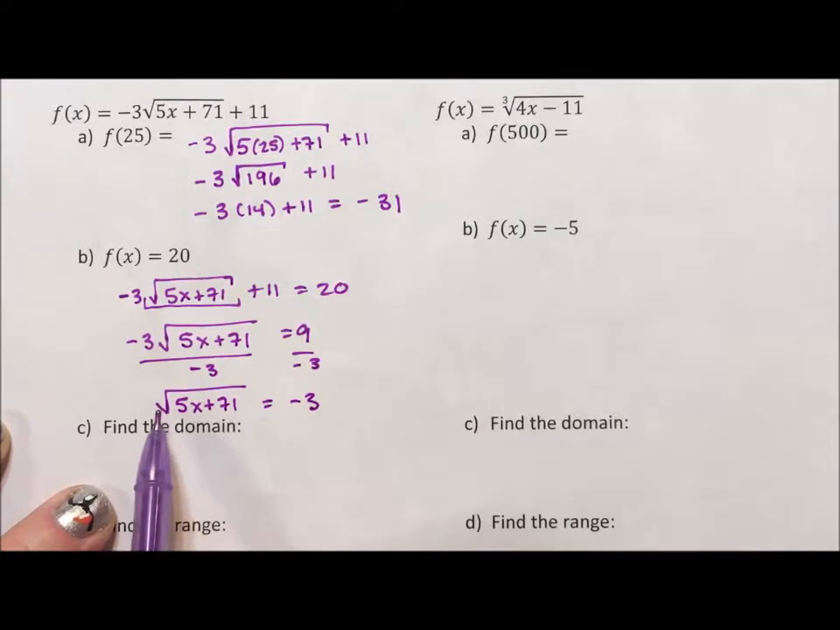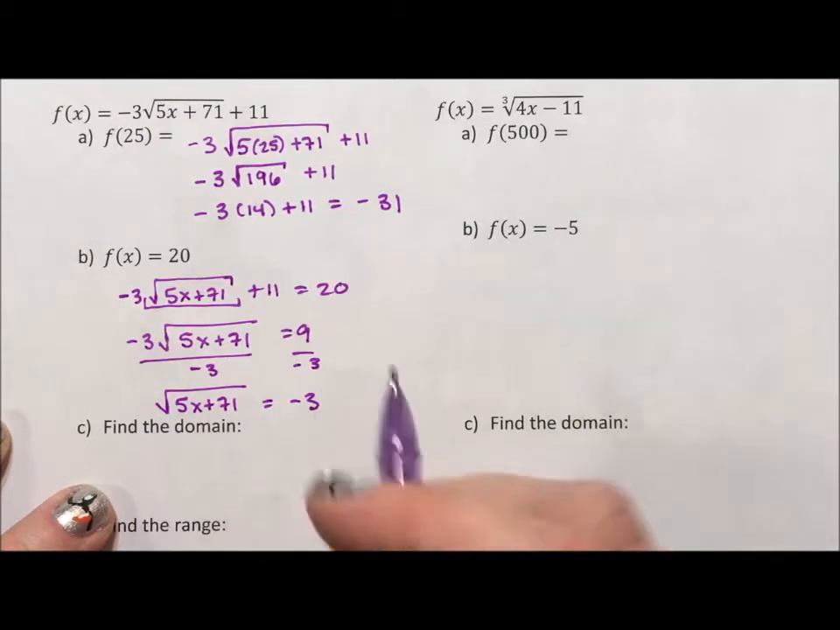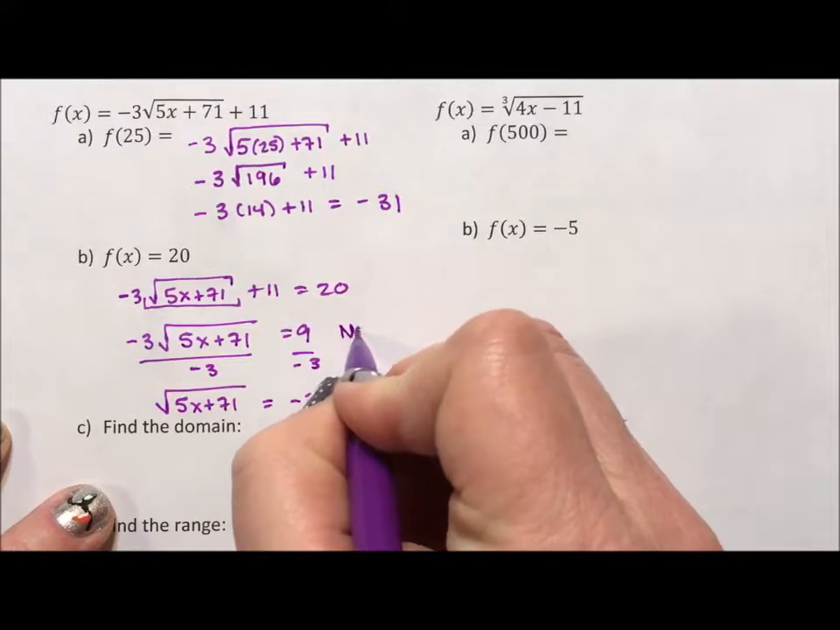And here we have a problem because you cannot get a negative out of a square root. Square roots are, by definition, positive. So this has no real solution.